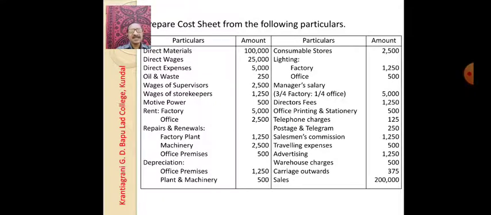The particulars are direct materials, direct wages, direct expenses, oil and waste, wages of supervisors, wages of storekeepers, motive power, rent includes factory and office, repairs and renewals includes factory plant, machinery, office premises, depreciation. Next one, depreciation includes office premises, plant and machinery. Then consumable stores, lighting includes factory as well as office.